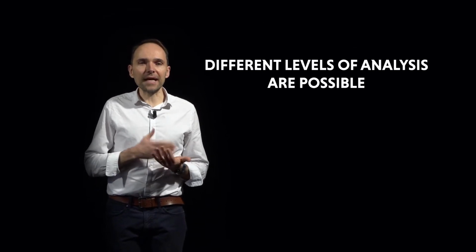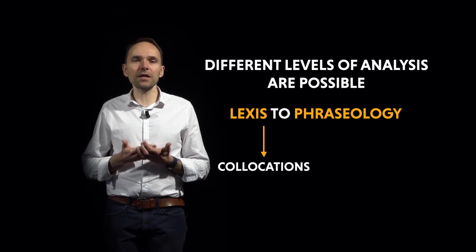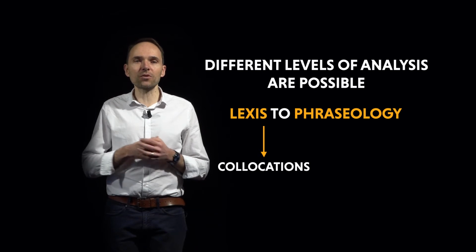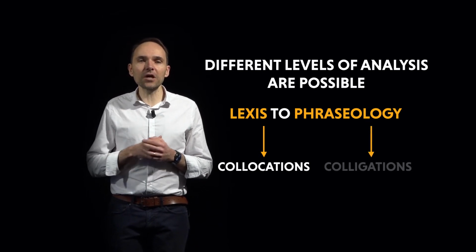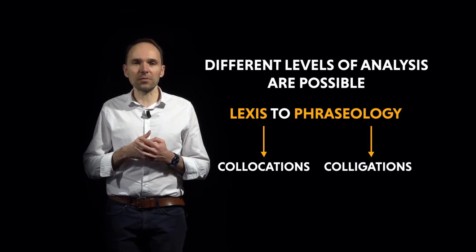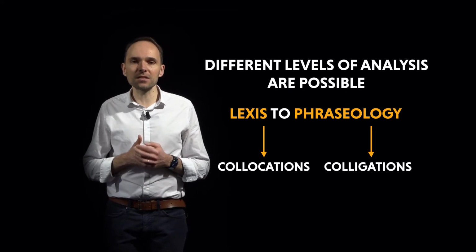You can move from lexis to phraseology and look for collocations, which are co-occurring words, also called multi-word units, lexical bundles, or n-grams. For example, on the other hand. You can also look for colligations, that is, the grammatical company that words keep. For example, the fact that the verb to require is most often followed by the infinitive form.